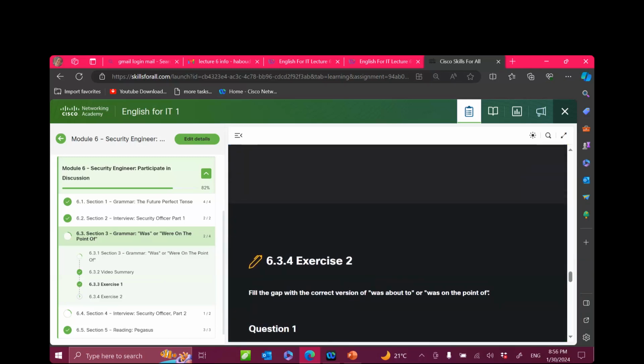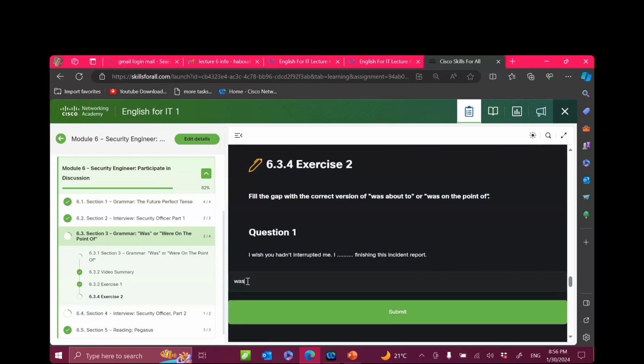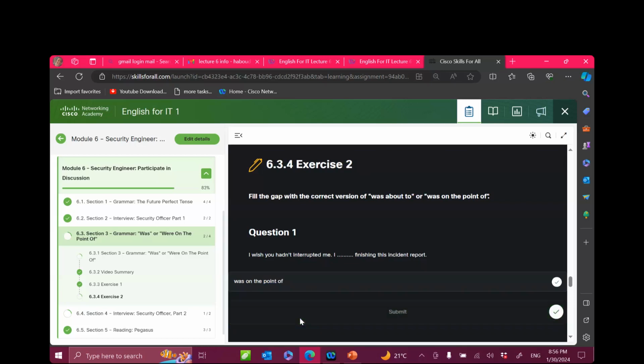Exercise 2. Fill the gap with the correct version of was about to or was on the point of. Question 1. I wish you hadn't interrupted me. I finishing this incident report. طيب finishing is a gerund. يبقى اختار ايه؟ I was on the point of finishing. Excellent. Very good.